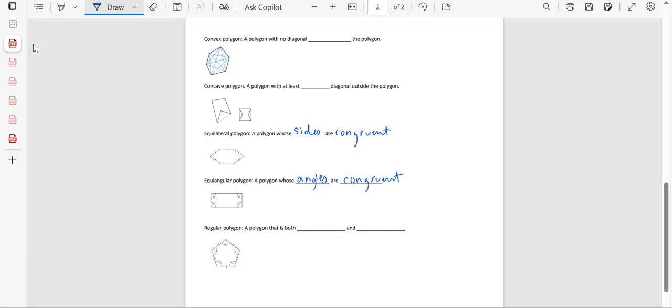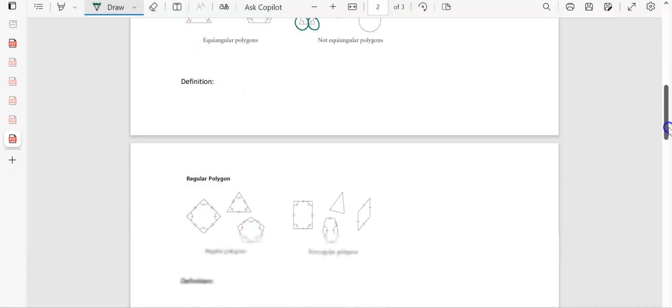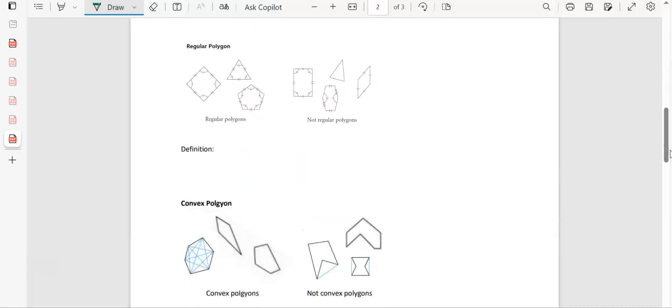In quadrilaterals, rectangles and squares are equiangular quadrilaterals. In triangles, we only have 1 type of equiangular triangle, and that is actually an equilateral triangle, which we will get into in a second, because when we put both of those things together, being both equiangular and equilateral, we get what we call a regular polygon. Our examples here show that every one of these polygons has all congruent sides as well as all congruent angles.